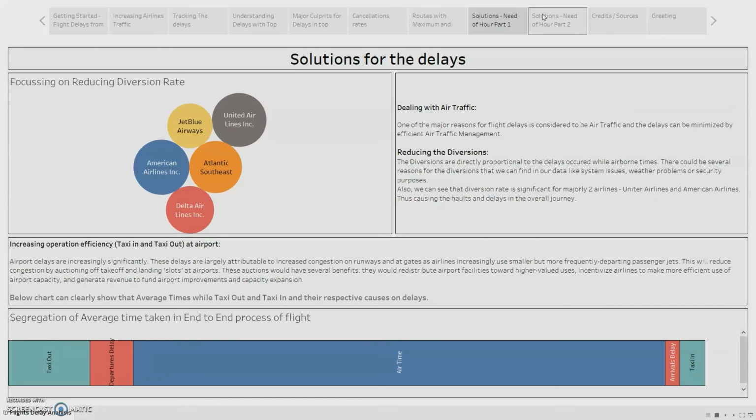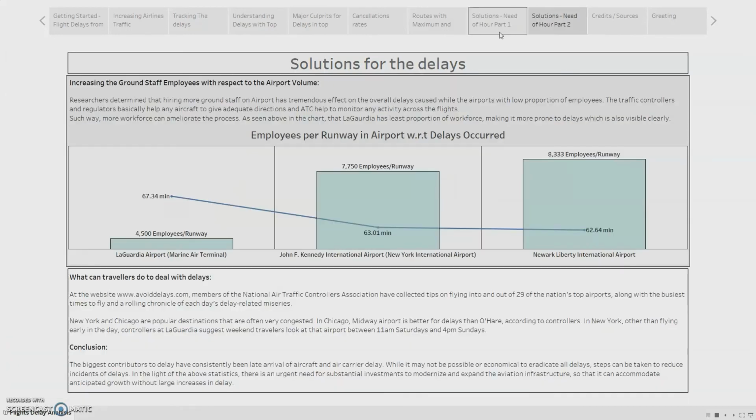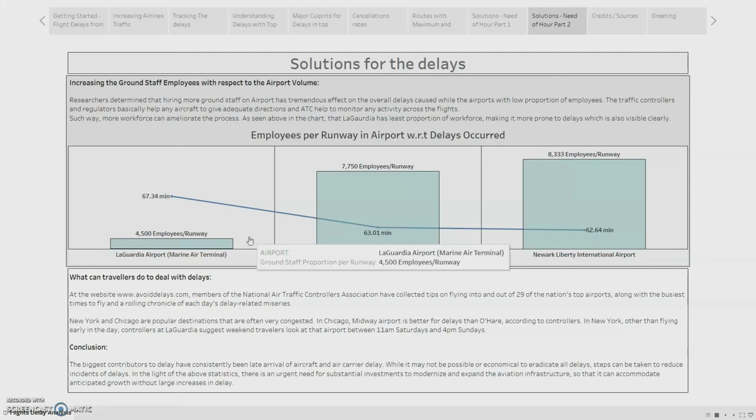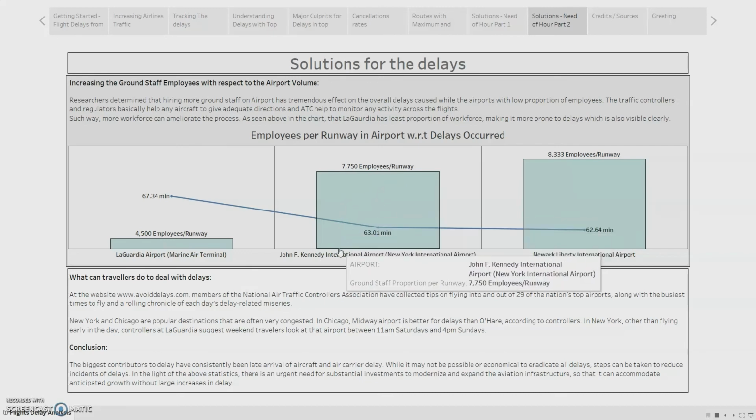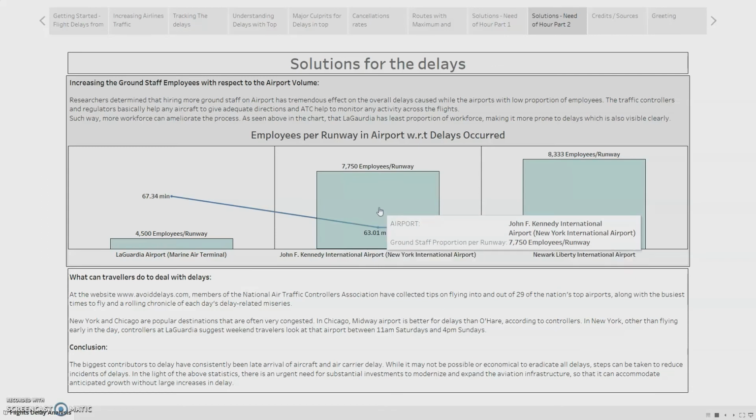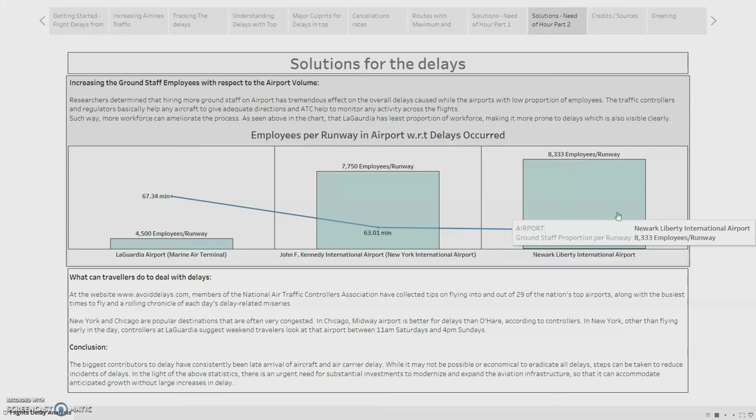Let's move on to the next solution. This solution focuses on increasing the ground staff with respect to airport volume. In this process, the ATC, air traffic control officers, play a vital role. As you can see in the employees per runway report, we have 4,500 employees per runway for LaGuardia Airport. We have 2 runways here, and we have 7,750 employees per runway for John F. Kennedy International Airport. We have 4 runways here, and for Newark Liberty International Airport we have 8,333 employees.